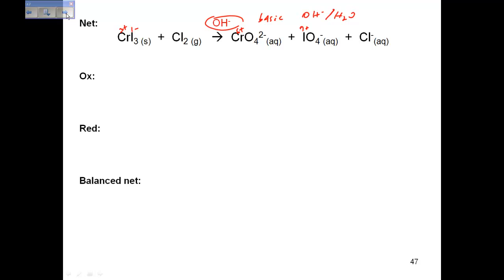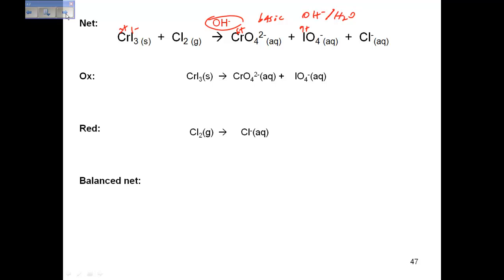Can you have more than 1 species being oxidized or reduced? Yes, you can. You just got to bring them all down on that same oxidation line. So we'll go ahead and do that and bring those down: the CrI3 going to the CrO4 2- and the IO4-. Let's see what's being reduced. You got Cl2, which is your elemental state of chlorine, which is a 0 state, going to Cl- on the product side. That's a reduction. So I'll bring that down.